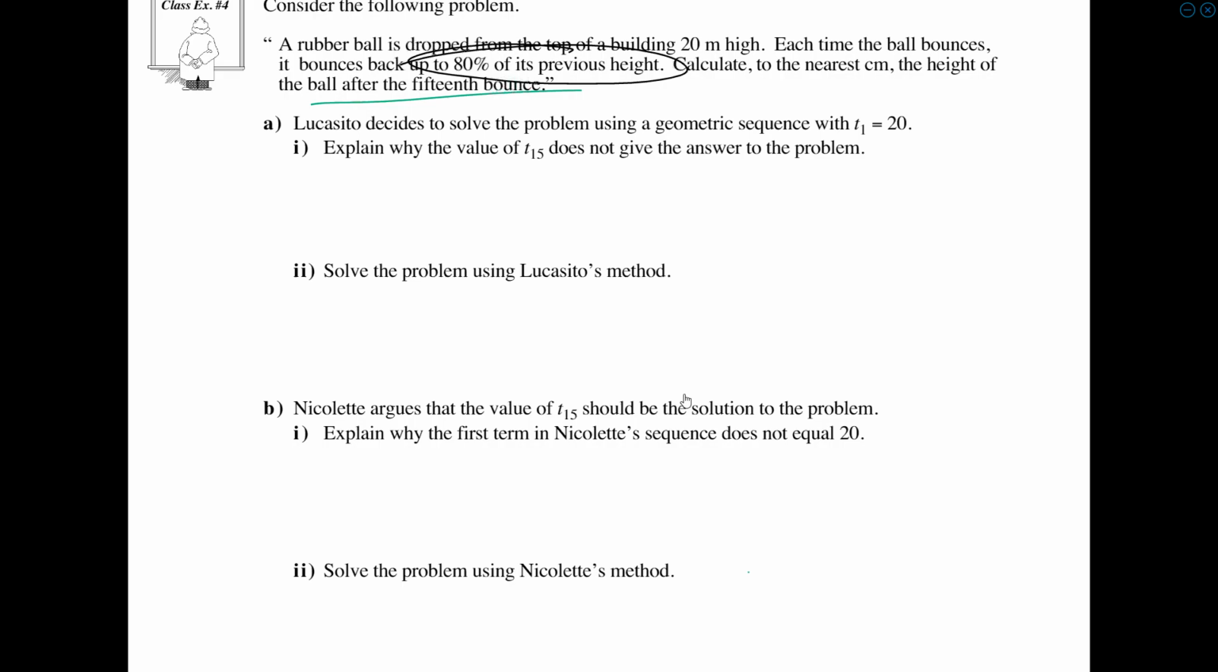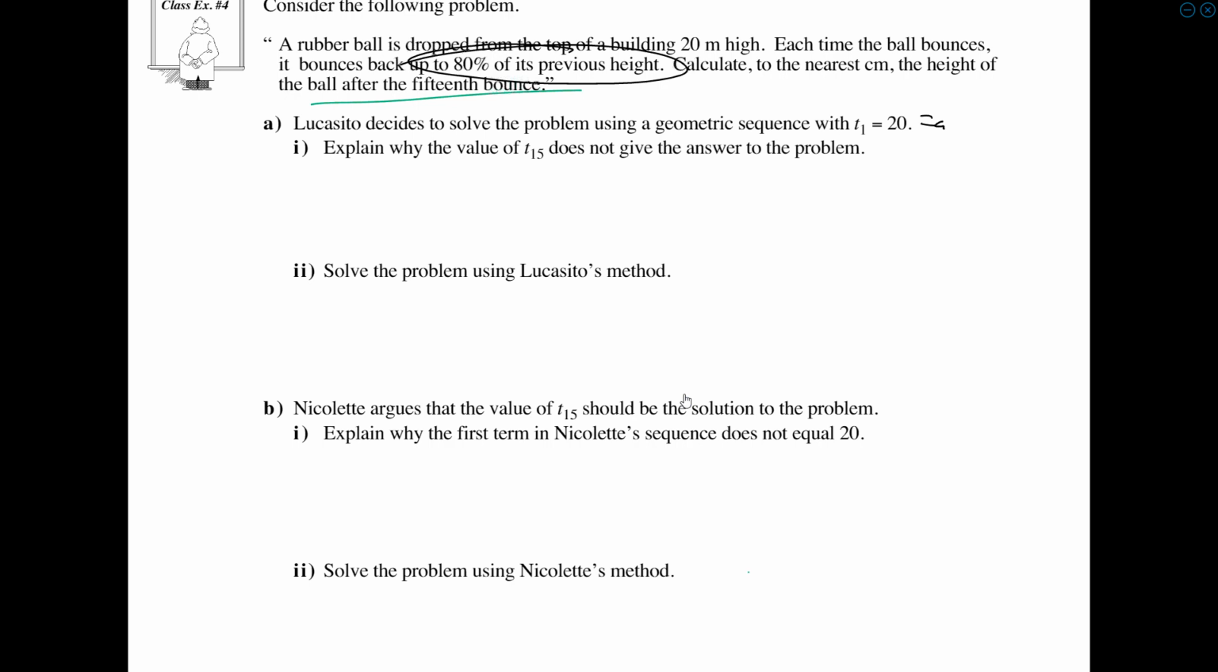So Lucasito decides to solve the problem using a geometric sequence where T1 is 20. Okay, so this person is calling A or T1 20. So why doesn't T15 work? Now let's just think about the question. It's saying the ball is dropped, and then it has 15 bounces. But it's saying drop is T1 in this scenario.